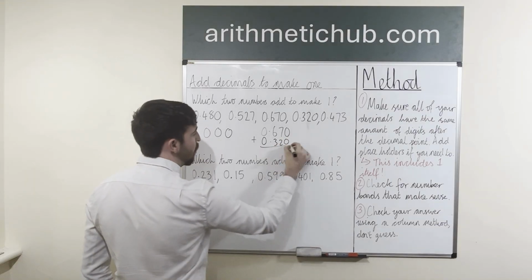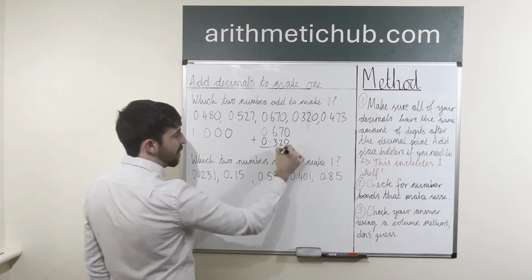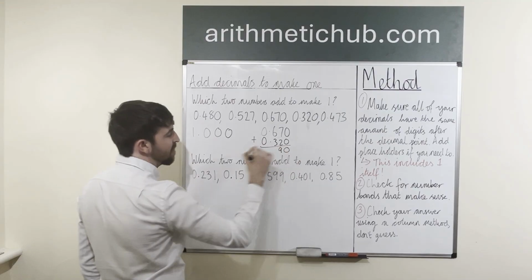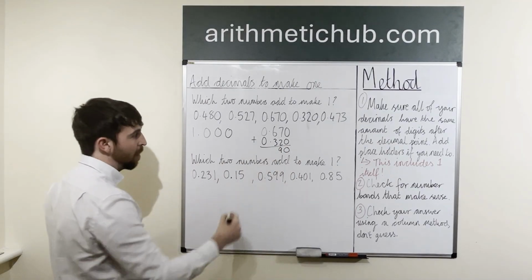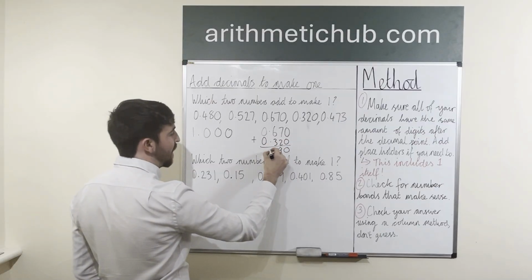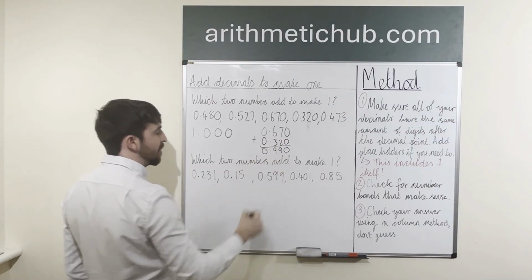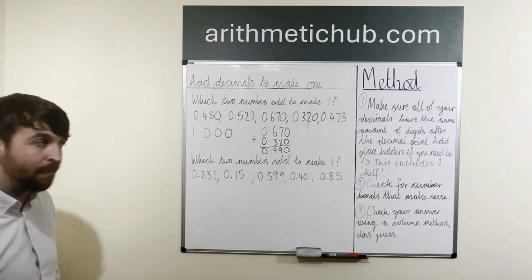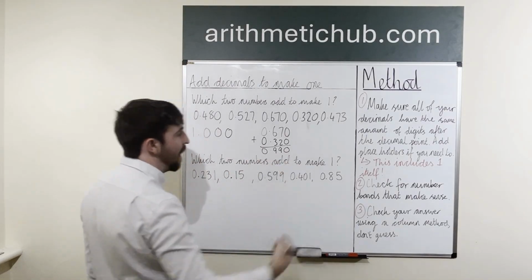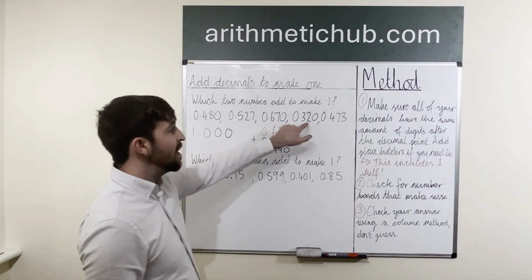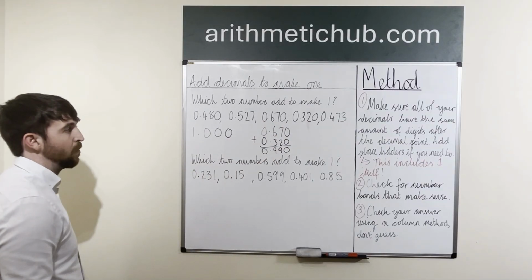3, 2, 0. And we'll just try it out. 0 add 0 is going to give me 0. 7 add 2 is going to give me 9. Immediately we've got a problem. 6 add 3 is going to give me 9. And then 0 add 0 is going to give me 0. So it didn't work. So we can say, actually, you know what, that hasn't worked. Doesn't mean we can't use any of these numbers, but it just means that one didn't work.